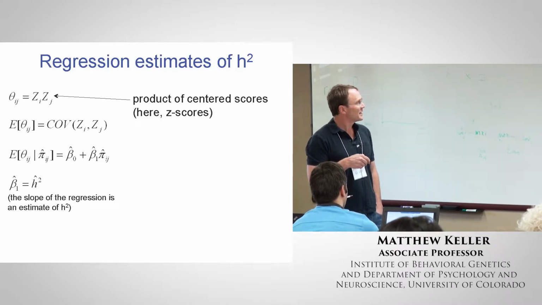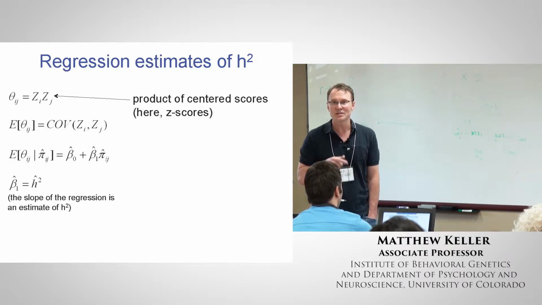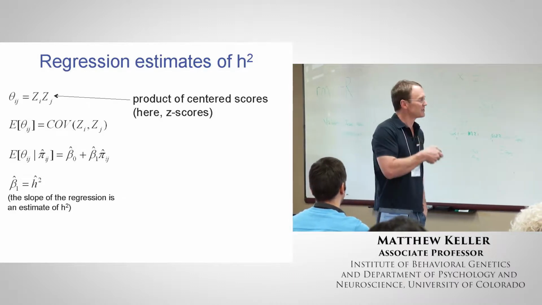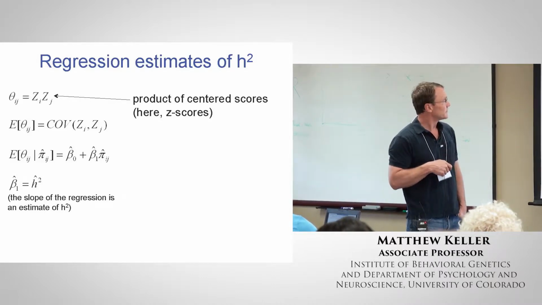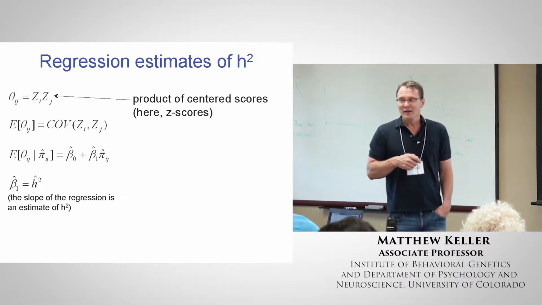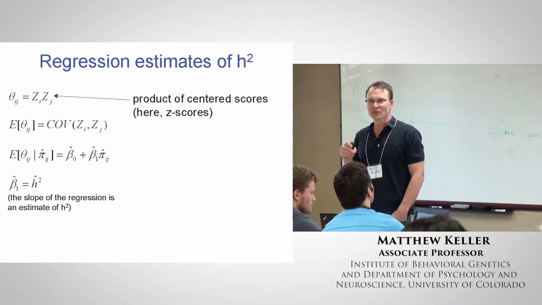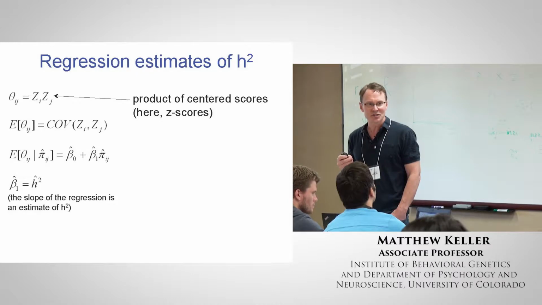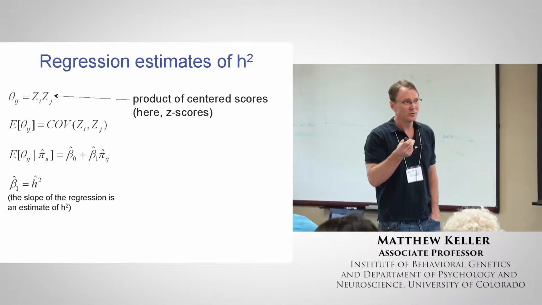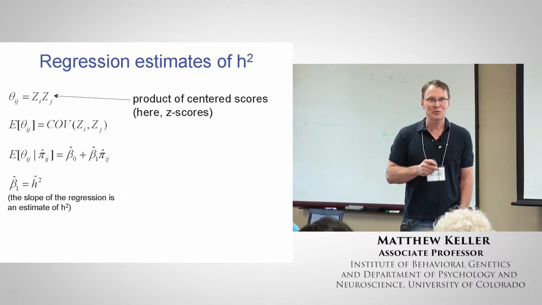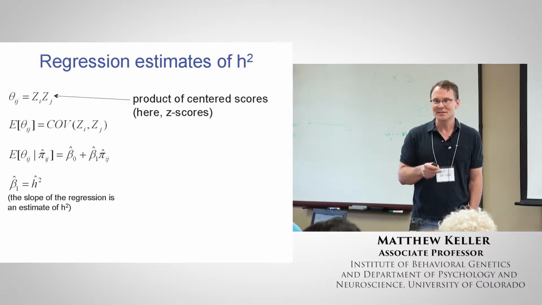So the expectation of theta ij is just the covariance between those people. It sounds weird to think about a covariance or a correlation between two people, but if you know the means of both variables, here 0, and you know the standard deviations of both, in this case 1, then a single observation of the product between two people is an estimate of the correlation. It's not a very good estimate, but it is an estimate of the correlation.